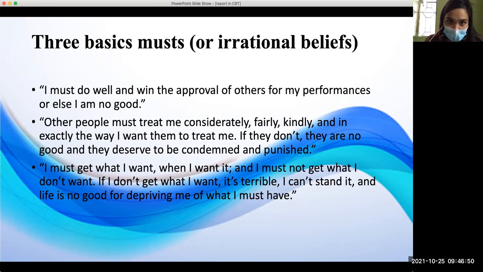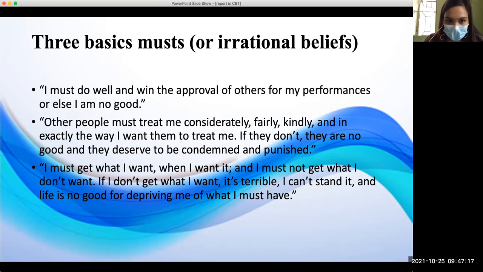The second is: other people must treat me considerately, fairly, kindly, and in exactly the way I want them to treat me. If they don't, they are no good and they deserve to be condemned and punished. The result of this is severe feelings of anger and fury, often leading to fights, child abuse, assault, rape, murder, and genocide.